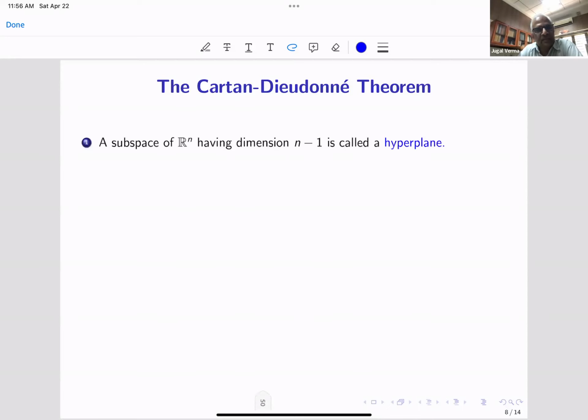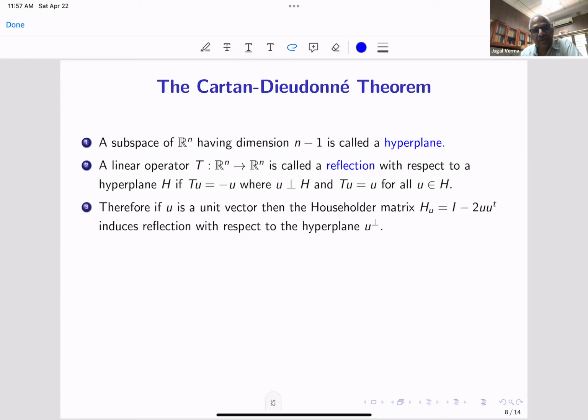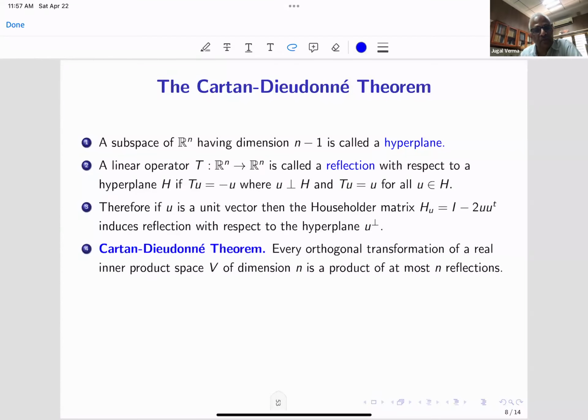Let us see that. First of all, recall that I call a hyperplane a subspace of Rn having dimension n minus 1. And a linear operator from Rn to Rn, recall that it is a reflection if vectors in a hyperplane are fixed, and vectors which are perpendicular to the hyperplane are mapped to their negatives. So that is our definition of when a linear operator is a reflection. And then we have the notion of the Householder matrix, which is a reflection with respect to the plane which is perpendicular to U.